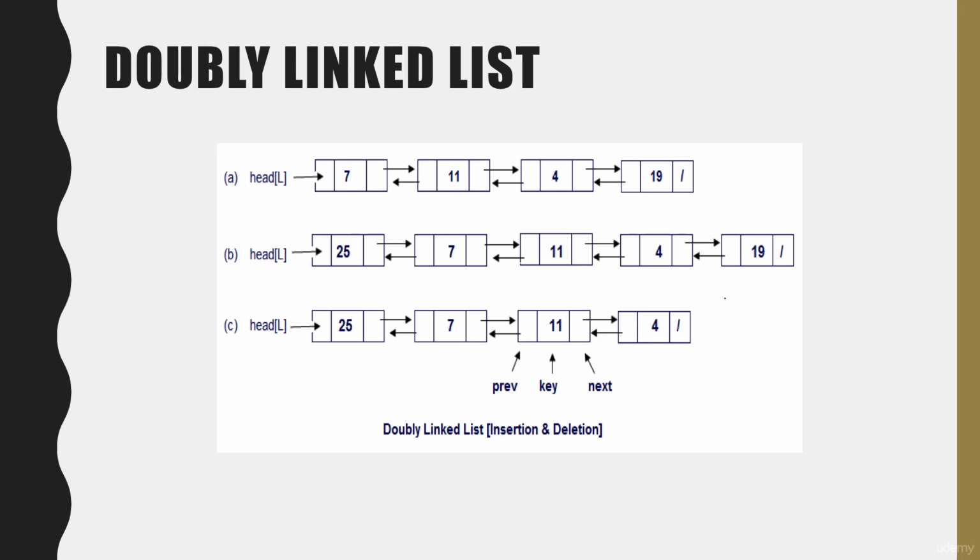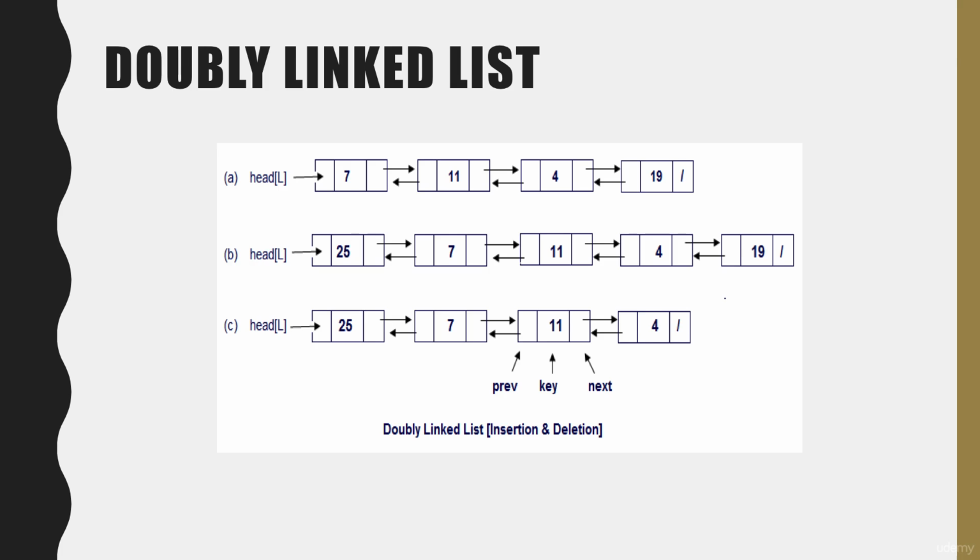Here, if we look at an example, L represents a dynamic set 7, 11, 4, 19. Each element in the list is an object with fields for the key and pointers to the next and previous objects. The next field of the tail and the previous field of the head are nil, indicated by a diagonal slash. The attribute head of L points to the head.